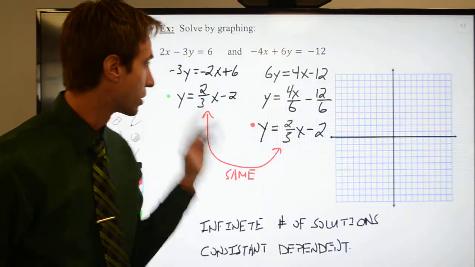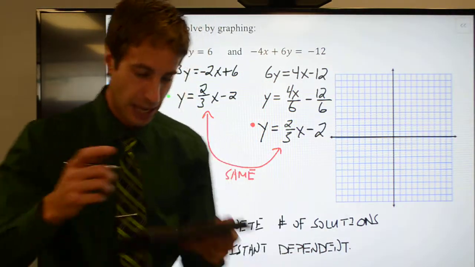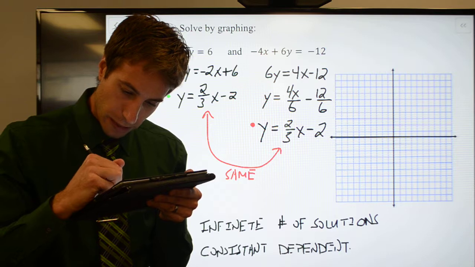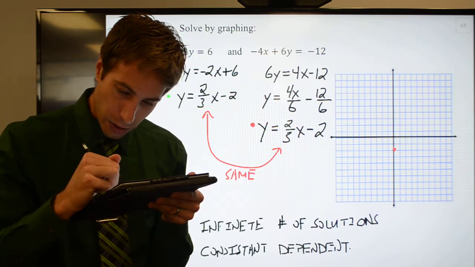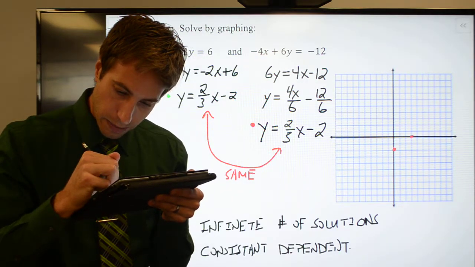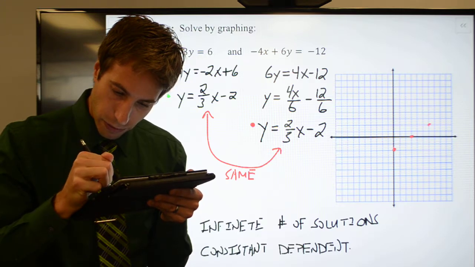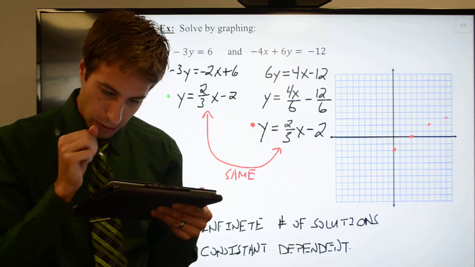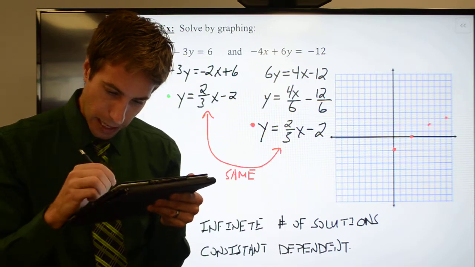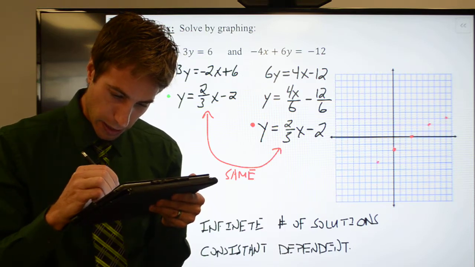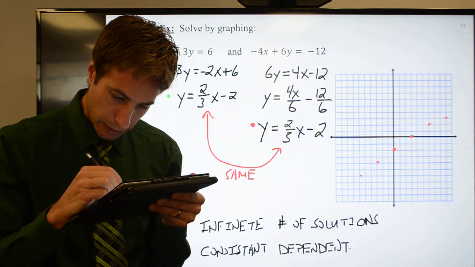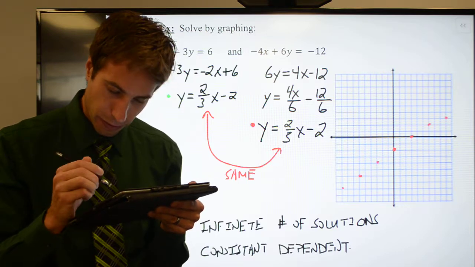As far as the graphing goes, I graph both equations. They turn out to be the exact same line. Here we go, negative 2, up 2 over 3, up 2 over 3. Did I do that right? I did. Down 2, back 3, same thing. Down 2, back 3. I like it.